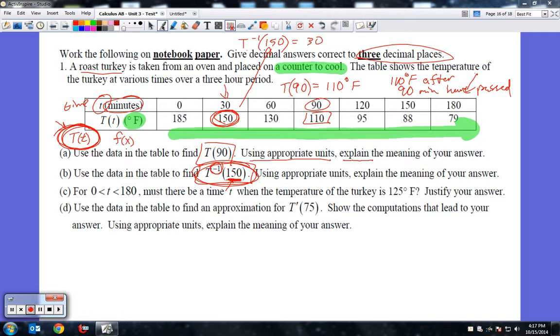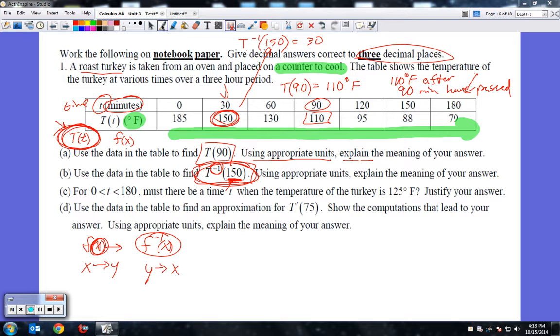Remember, this is knowing inverses. Okay? And I'll just quickly say, if this is f of x, and this is the inverse of f of x, this x right here will yield a y, whereas basically the input here yields an output. And over here, the output yields an input. It is backwards indeed. What is the meaning of this? This means that my temperature is 150 degrees at 30 minutes.